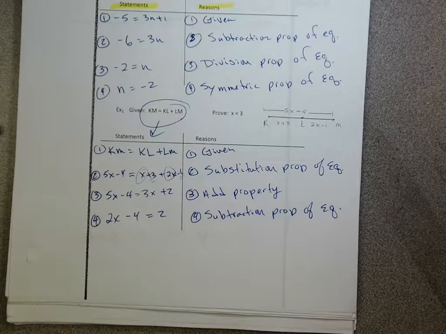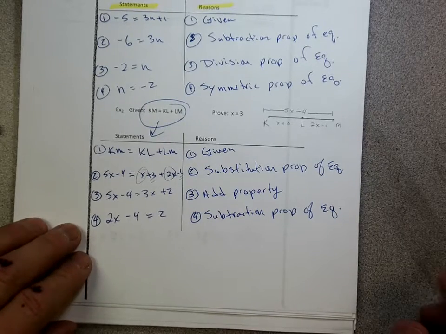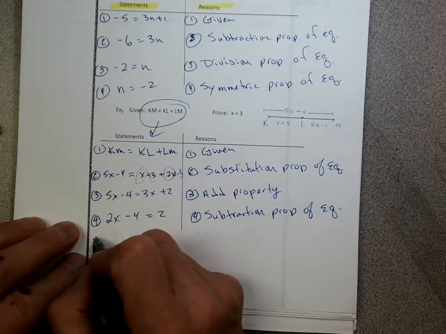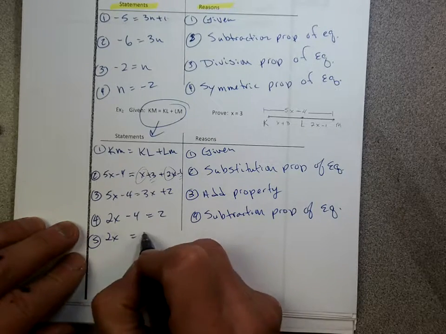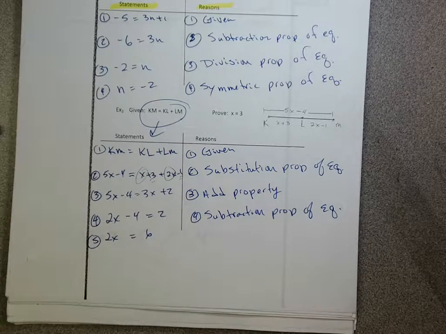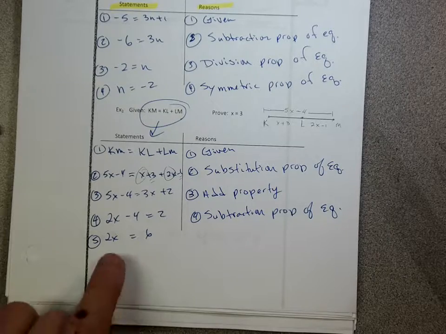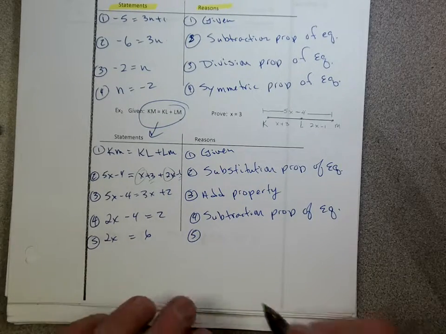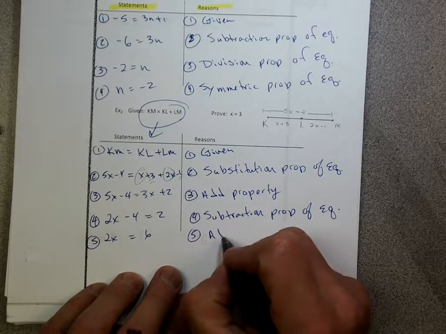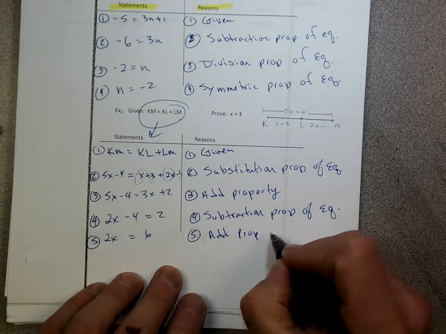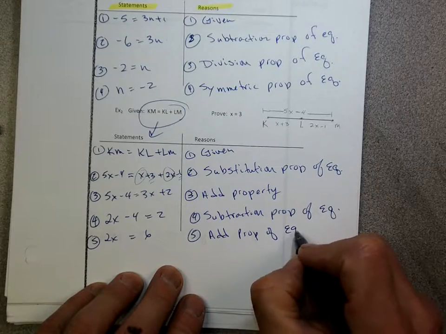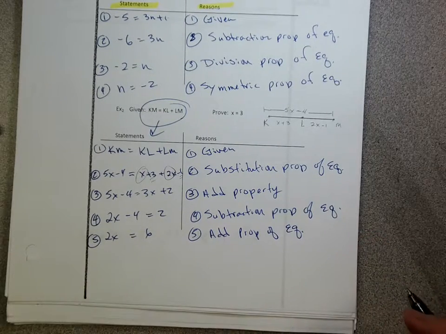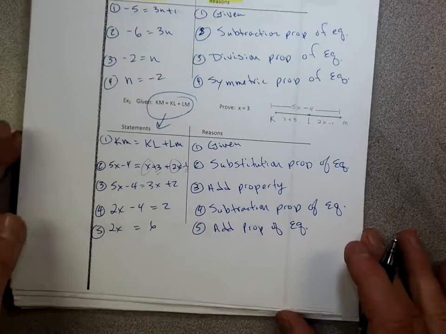Next step, add 4. So step 5 would be 2x equals 6. And again, you won't see the book showing the steps. You'll just go to it. And since we added 4 over the equal sign, we're going to call it simply the addition property of equality. Okay, and if you abbreviate, that's fine as long as I can figure out what you're saying. Okay, does that make sense? Don't abbreviate so much I don't know what you got down there, okay?